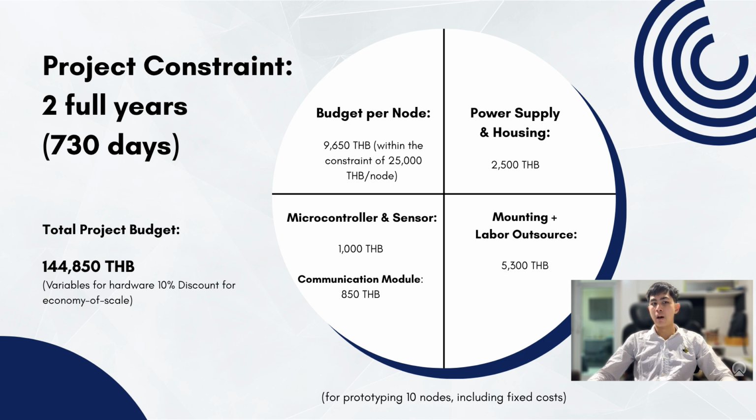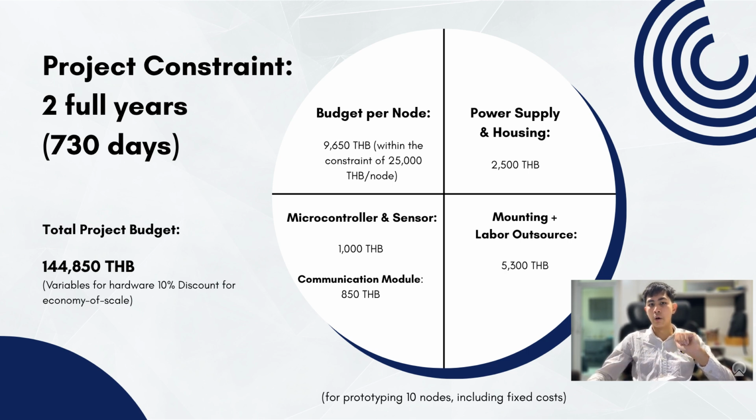Obviously, the budget for our project is the full 2 years, or 735 days, and the total budget we have calculated so far totals 144,850 baht, in which the budget per module we have discussed will cost roughly 25,000 Thai baht in total. But that is just the upper limit for each module.